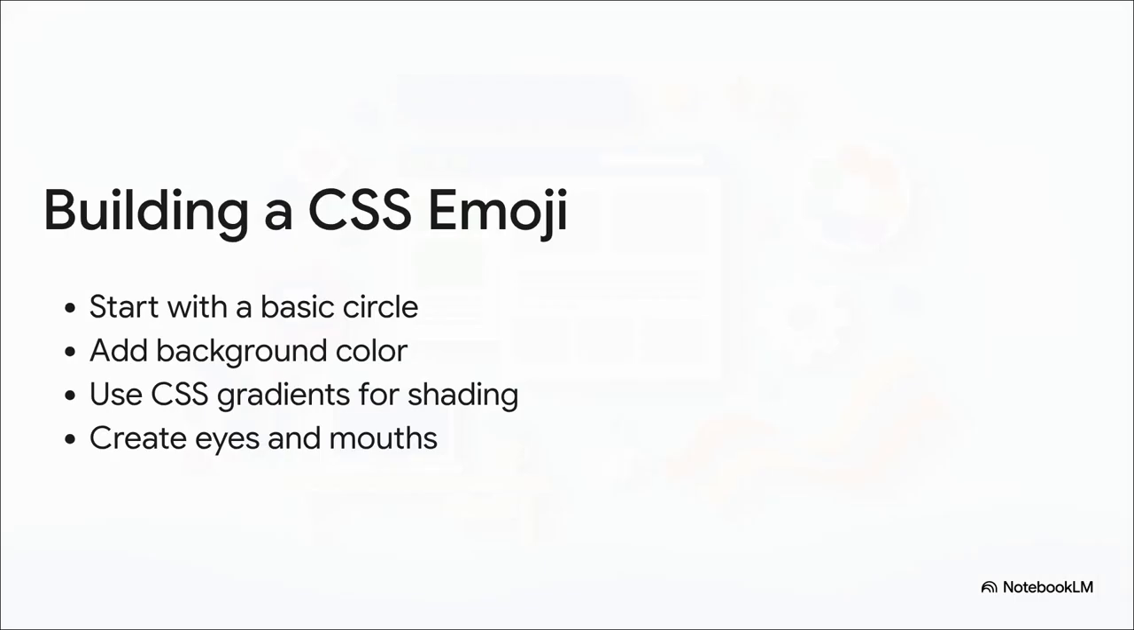Let's actually think about how you would build a custom CSS emoji entirely from scratch. First off, you'd start with a single basic box and use that border radius trick to curve it into a perfect circle. Next, you drop in a background color rule to give it a nice yellow skin tone. Want to make it pop and look 3D? You'd apply a CSS gradient rule to add some shading around the edges. And finally, you just create smaller boxes inside for the eyes and the mouth, carefully positioning them using those box model margins we talked about earlier.